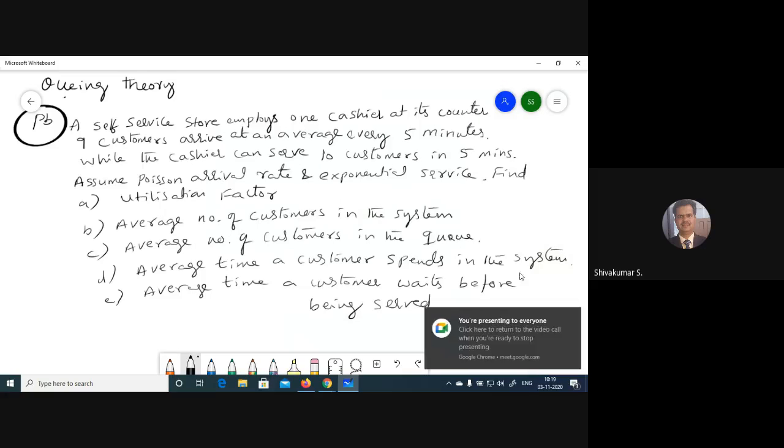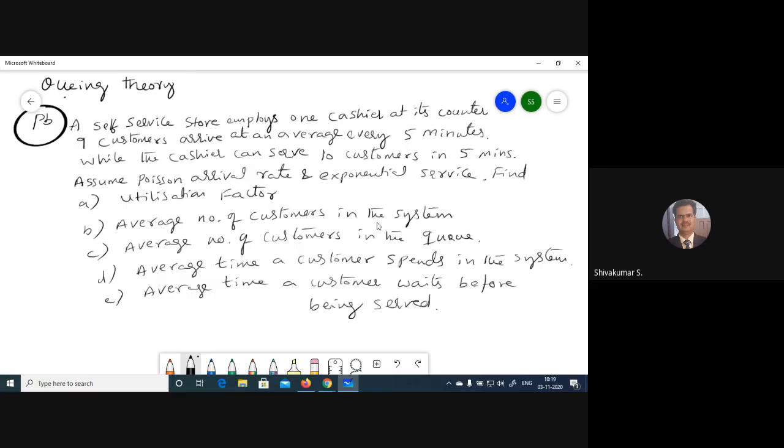Right. Okay. So now we will solve a problem. You have to find out the utilization factor, the average number of customers in the system, the average number of customers in the queue, the average time a customer spends in the system, and the average time a customer waits before being served. They may ask you two to three or four questions like this, 2 marks each, and you have to find the values based upon the service rate and arrival rate. Here the arrival rate is 9 customers every 5 minutes, so 9 by 5. The service rate is 10 customers in 5 minutes, 10 by 5, that is 2 customers per minute. So we'll solve one by one.